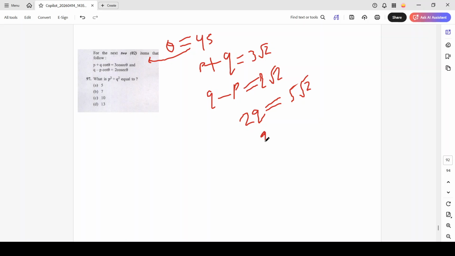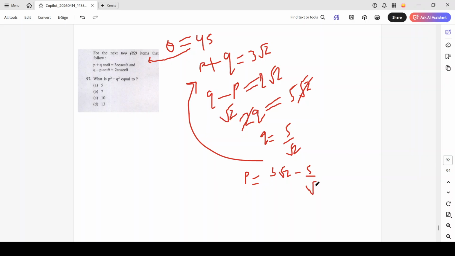And Q, what is Q? Q becomes 5 by root 2. Root 2 cancels out root 2 times. If I put the Q here, then P becomes 3 root 2 minus 5 by root 2. So here 3 root 2 into root 2 is equal to 6. 6 minus 5 is equal to 1, so 1 by 2. P is equal to 1 by root 2.